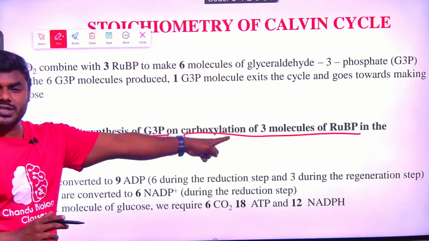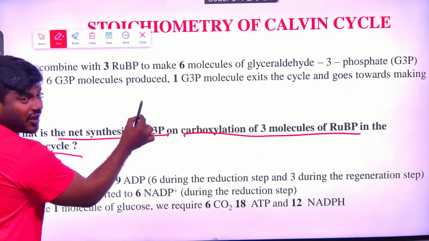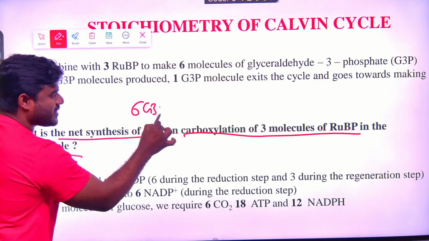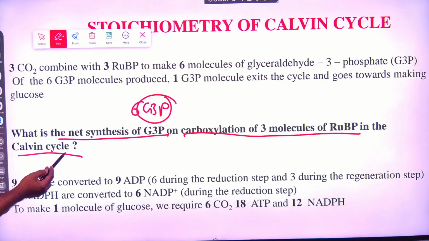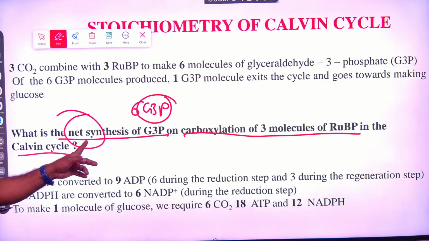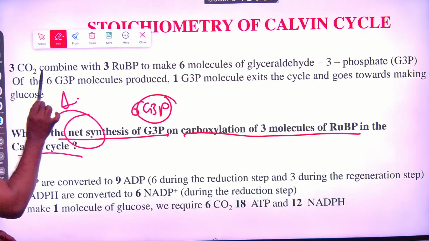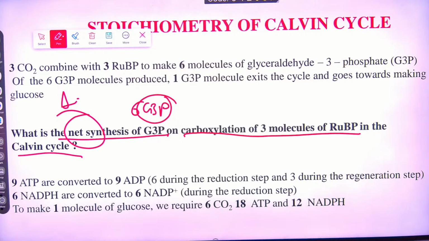See, carboxylation of 3 molecules of RuBP, in total how many G3P do we get? 6 G3P. Correct or not? Out of 6 G3P, how many do we use in the production of glucose? 1. That is called what? Net synthesis.